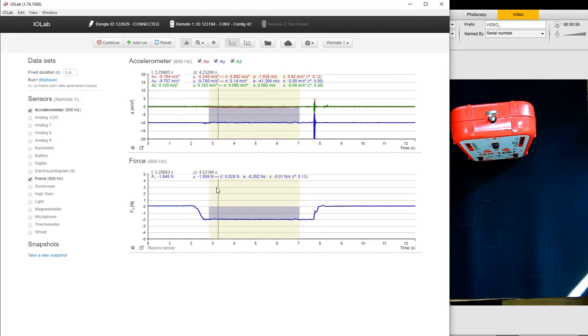Similarly, I've got a force here, and we can see that I have an average force of 1.959 newtons. And so when I go back to my lab, I'm going to be able to write down my average acceleration and my average force.